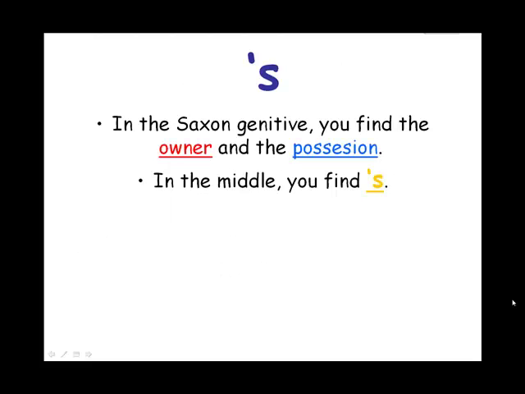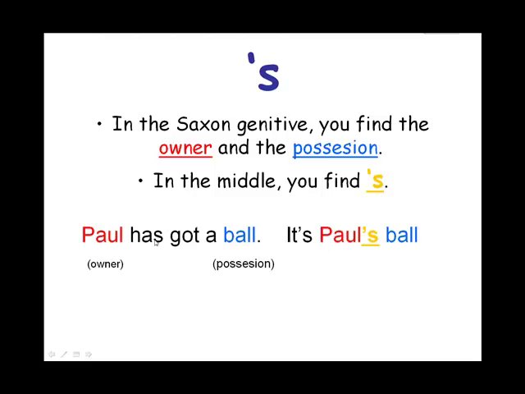The apostrophe with an S. This is often called the Saxon genitive, and with it you always find an owner, a person, and the possession, whatever thing this person has. And in the middle you have the apostrophe with the S. Consider this sentence. Paul has got a ball. We have Paul, the owner, and then we have ball, which is the possession. You might say, it's Paul's ball. Paul, apostrophe S, means that the ball belongs to Paul.